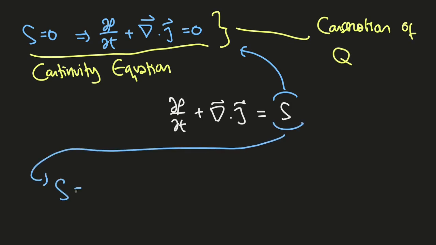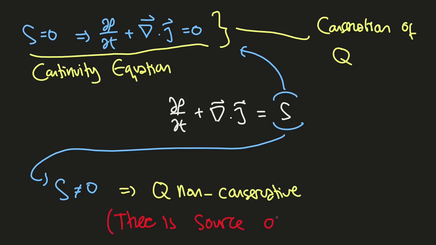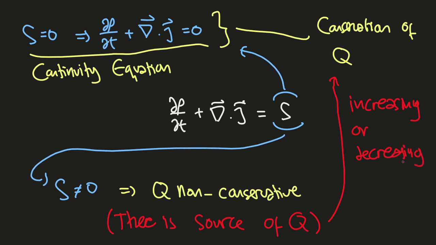Then for S non-zero, Q is a non-conservative quantity. In other words, there is some source of Q that makes Q increase or decrease, which is different from the continuity equation, where Q stays the same value along the system.